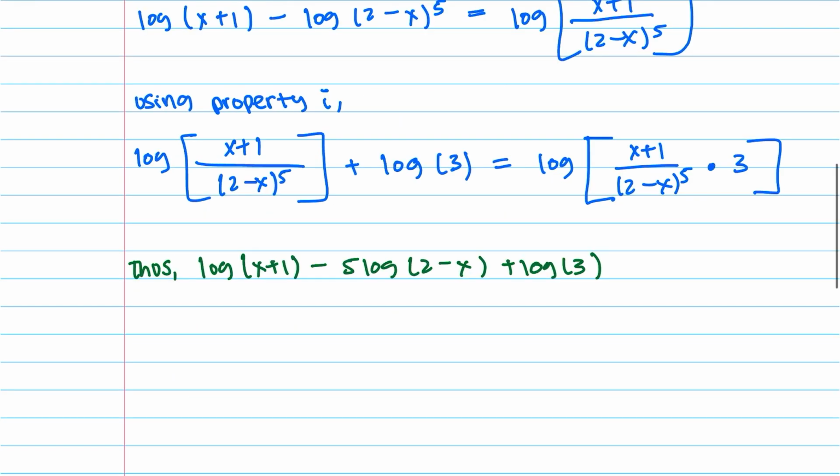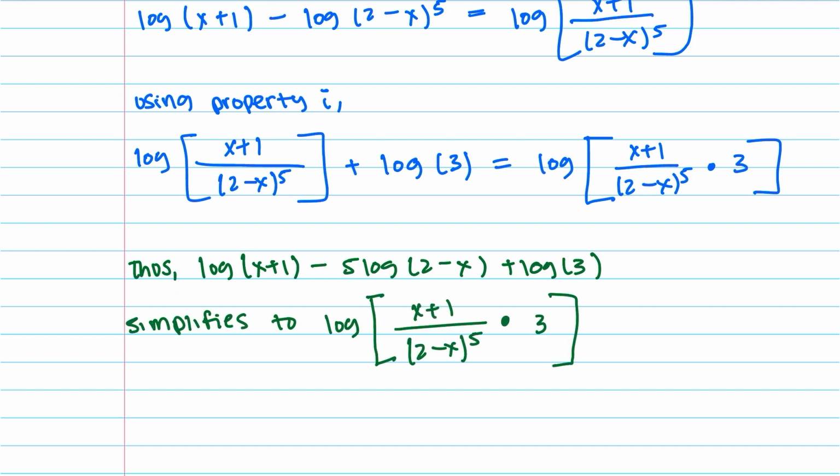And so the expression that we were given was log of x plus 1 minus 5 times the log of 2 minus x plus log of 3. And by writing down these logarithmic properties, we were able to simplify this expanded expression of logarithms to the log of x plus 1 divided by 2 minus x raised to the 5th power times 3.